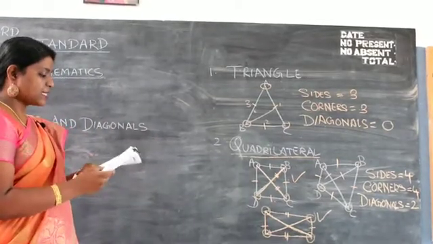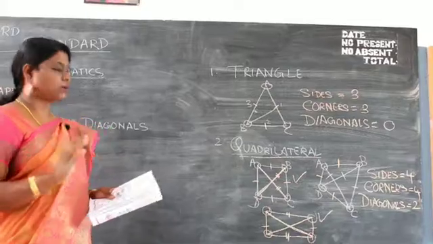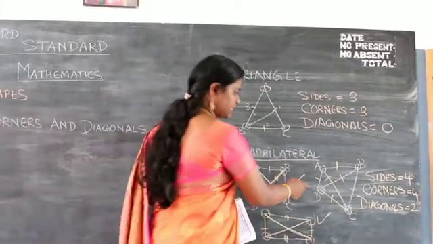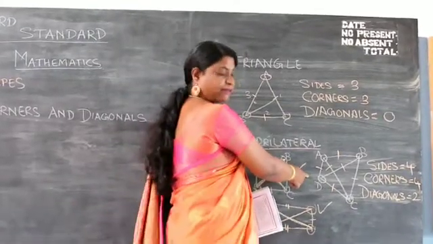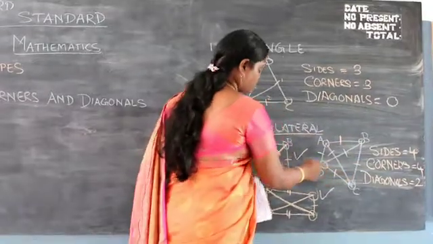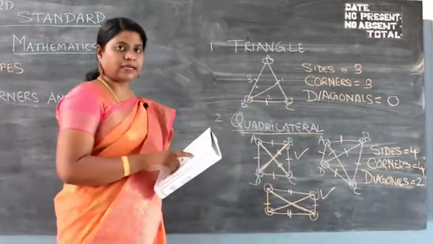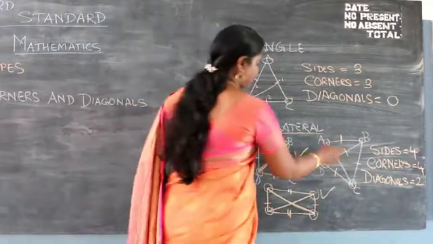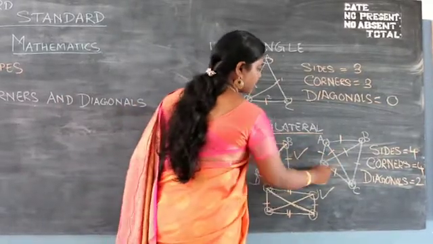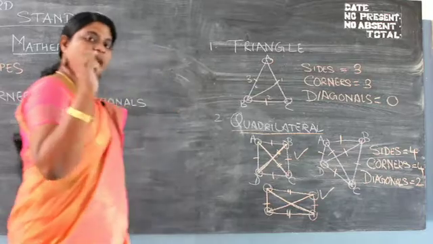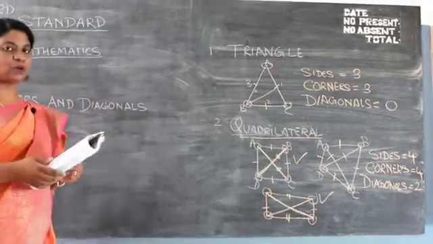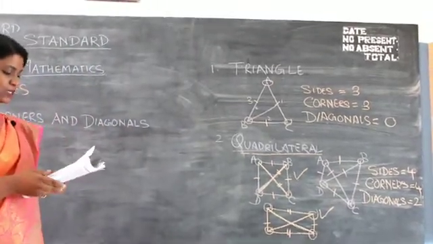The fourth one says a quadrilateral has 4 corners. So let's see this one. How many corners does it have? 1, 2, 3, 4. So that is correct. Okay, and it says that a quadrilateral has no diagonals, but we see here that for every quadrilateral, in every case, we had 2 diagonals. So the last statement again is wrong.